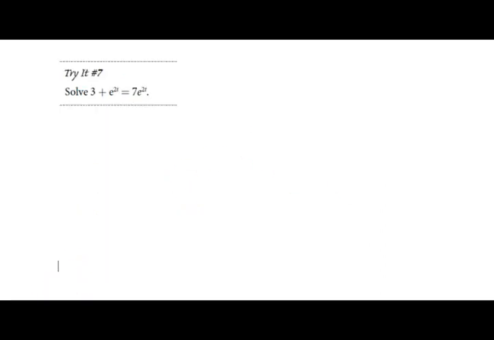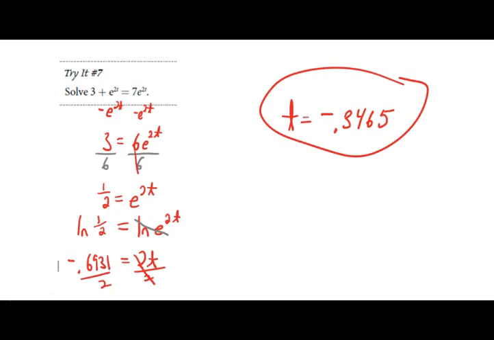Okay, so here is one for you to try. I want you to pause now and try this on your own. Okay, so let's check your work and see how you did.